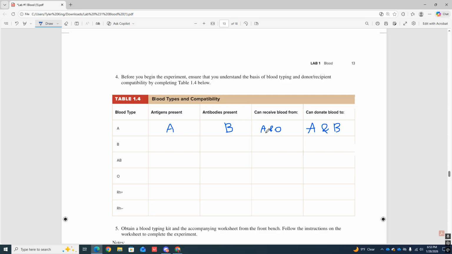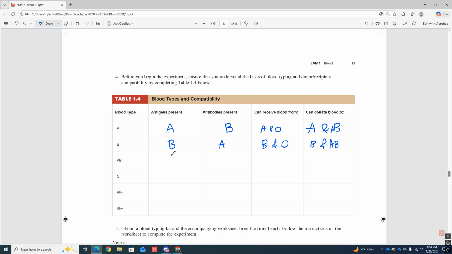So just flip-flop this one. So antigens that B has, antibodies B has. Who can it receive from? B and O. Not BO, not like body odor, but B and O, okay? It can also donate to B and AB, all right?